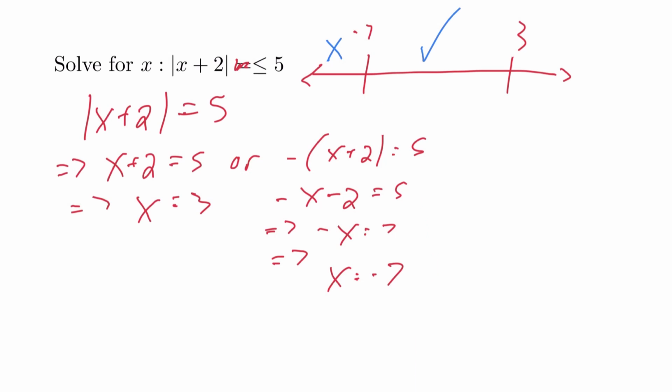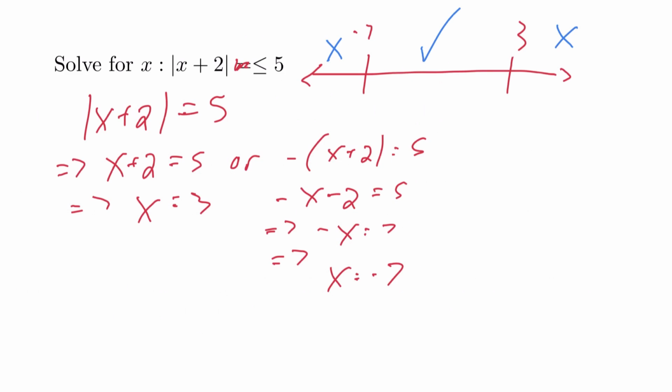And lastly, we'll check the outer interval on the right. So we'll look at x being greater than 3. So let's pick a number like 10. Plug in 10, get absolute value of 12, which is 12. Is 12 less than or equal to 5? No. So that's a non-solution. So this tells me that my solution set is x greater than or equal to minus 7, and less than or equal to 3.